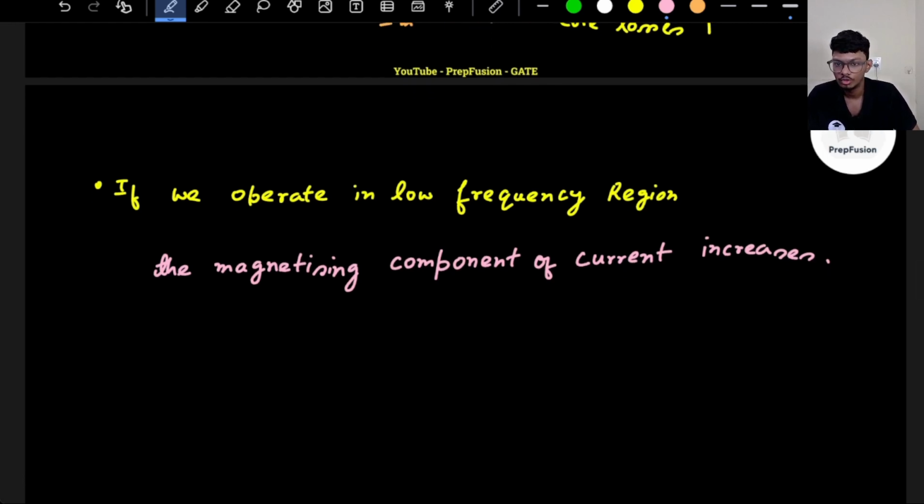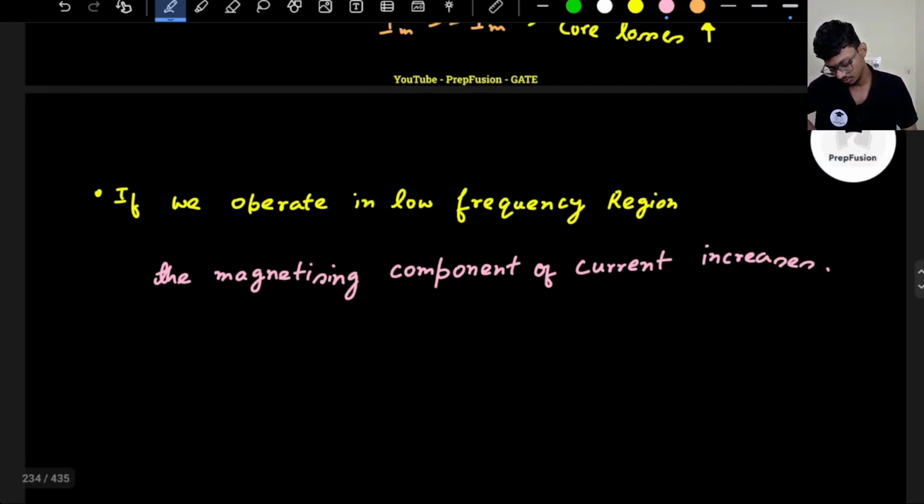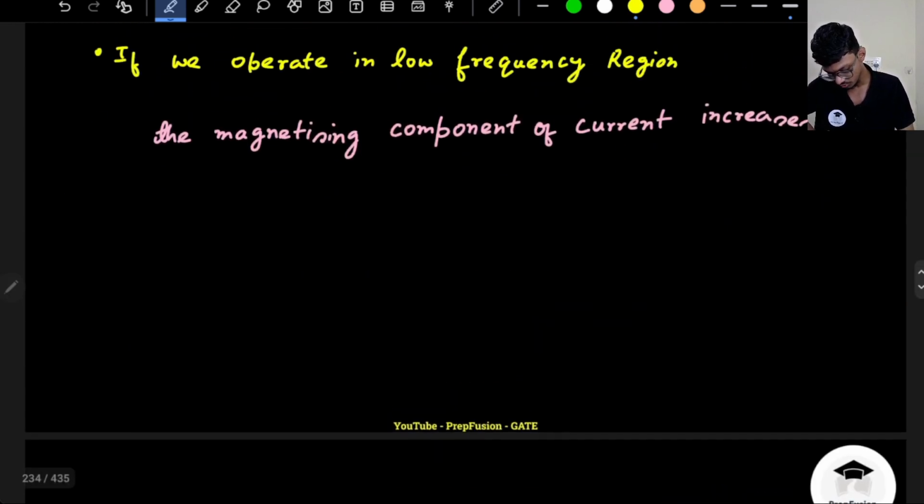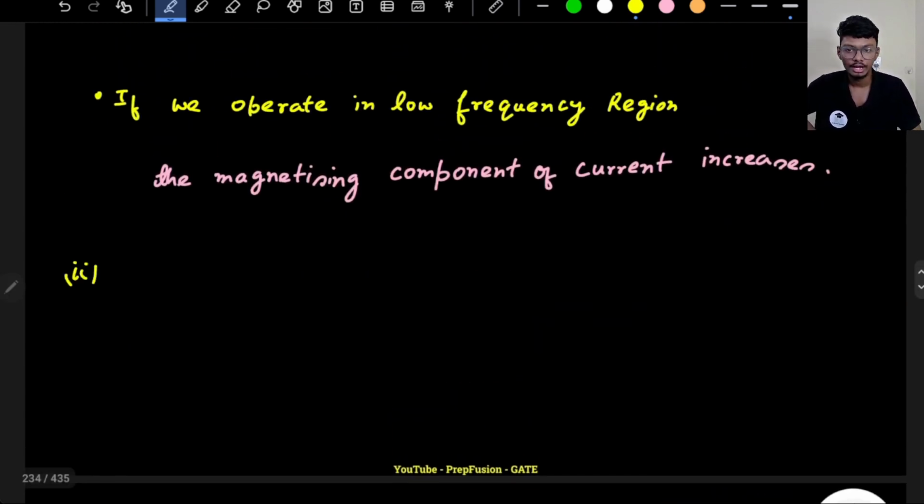So what can we do if I want to operate in low frequency and I want to keep the same magnetic flux density? This was for the first case, where the area of the cross section of the core is constant. In case 2, what if I make the area variable and I make Bm constant? I want the flux density in the core to be constant so that the magnetizing current drawn should remain the same.